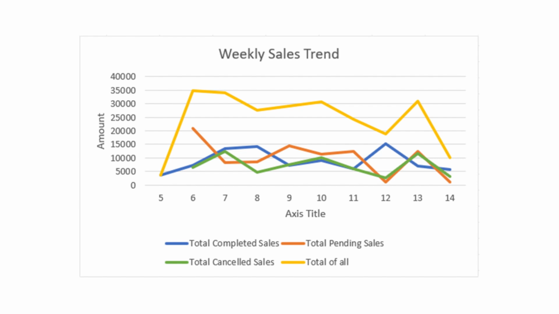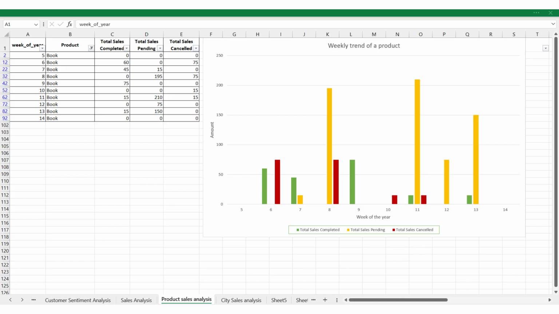What does all this tell us? These patterns highlight just how dynamic the store's sales and order fulfillment process is. Peaks in completed sales are often followed by dips, and spikes in cancellations suggest potential fulfillment or customer service issues. Monitoring these fluctuations week by week can help the store predict trends, plan inventory, and optimize operations, turning data into actionable insight. Now let's take a look at the product-wise sales breakdown.